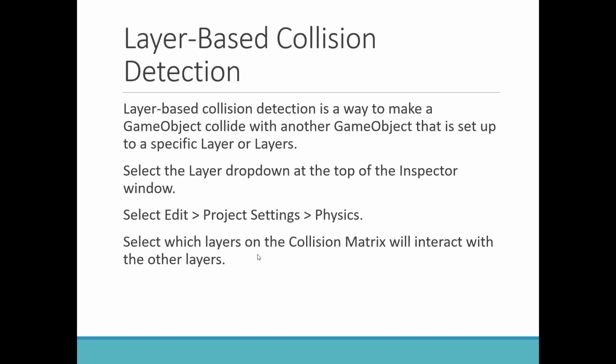Something that I wanted to bring to your attention is what's called layer-based collision detection. Layer-based collision detection is a way to make a game object collide with another game object that is set up to a specific layer or layers. You can just use the layer drop down at the top of the inspector window and assign a different layer to different objects. Under Edit, Project Settings, Physics, you can see there's going to be a collision matrix that will determine which layers interact with which other layers.